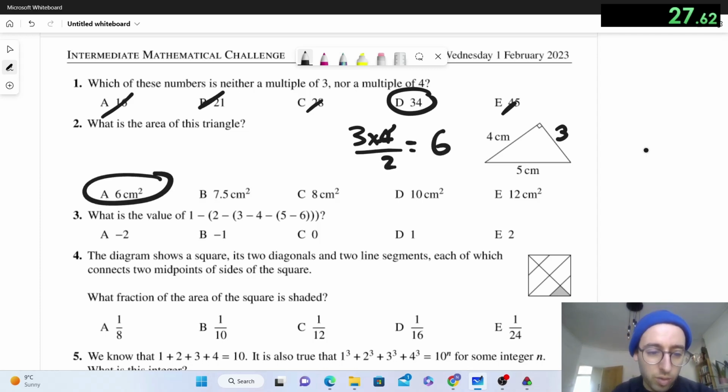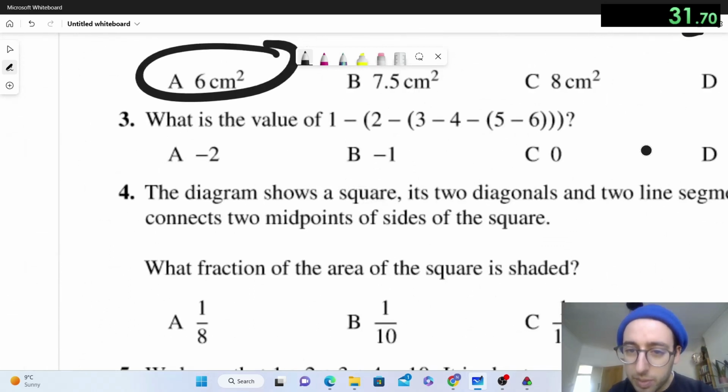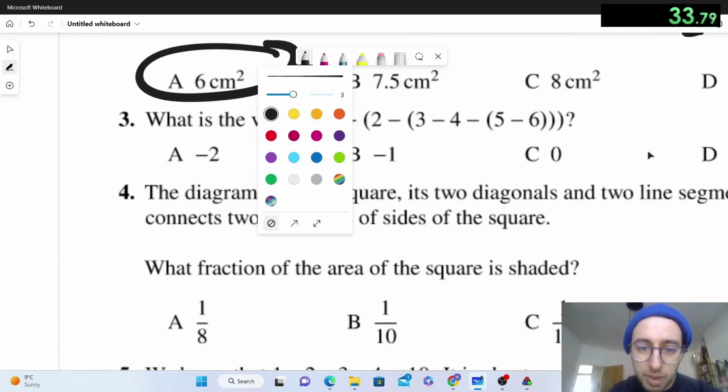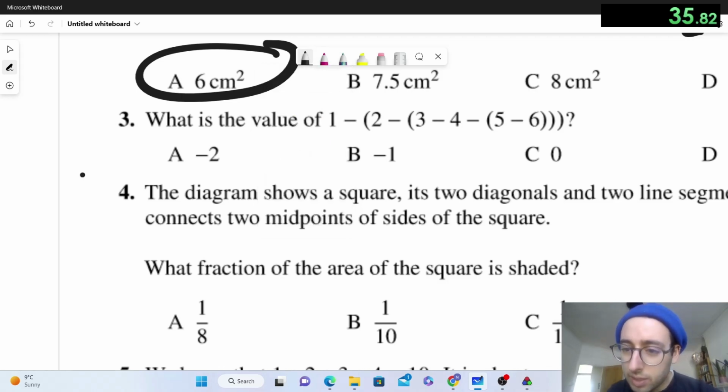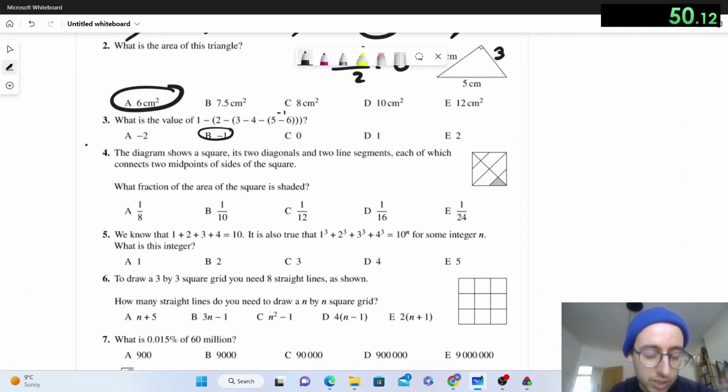What's the value of this thing here? Oh, God. Okay, so this bit, in fact, I'm going to make this pen much smaller. So this is minus 1, and then I've got 3 minus 4, which is minus 1, minus minus 1, which is 0. 2 minus 0 is 2. 1 minus 2 is minus 1. Ugh. Okay, each of which contains 2 midpoints inside of the square. What fraction of the area of the square is shaded?